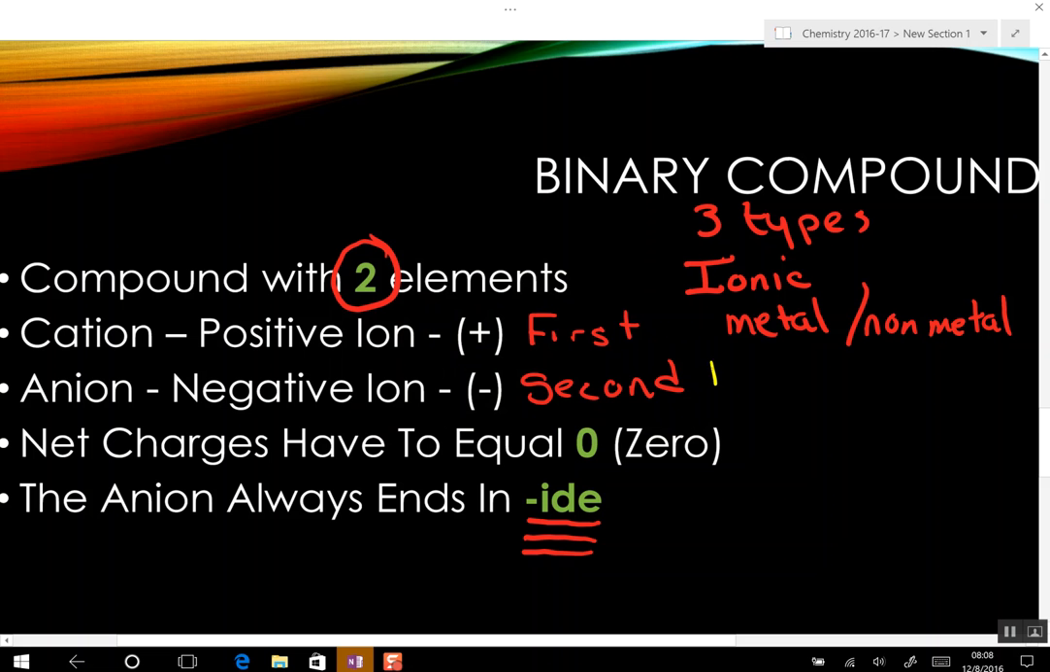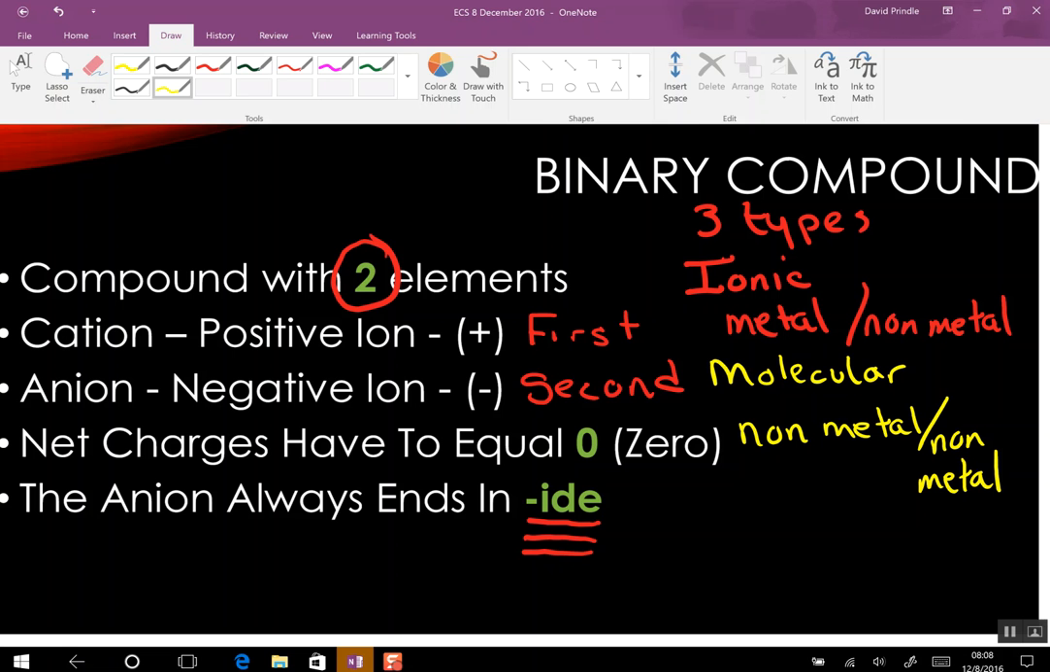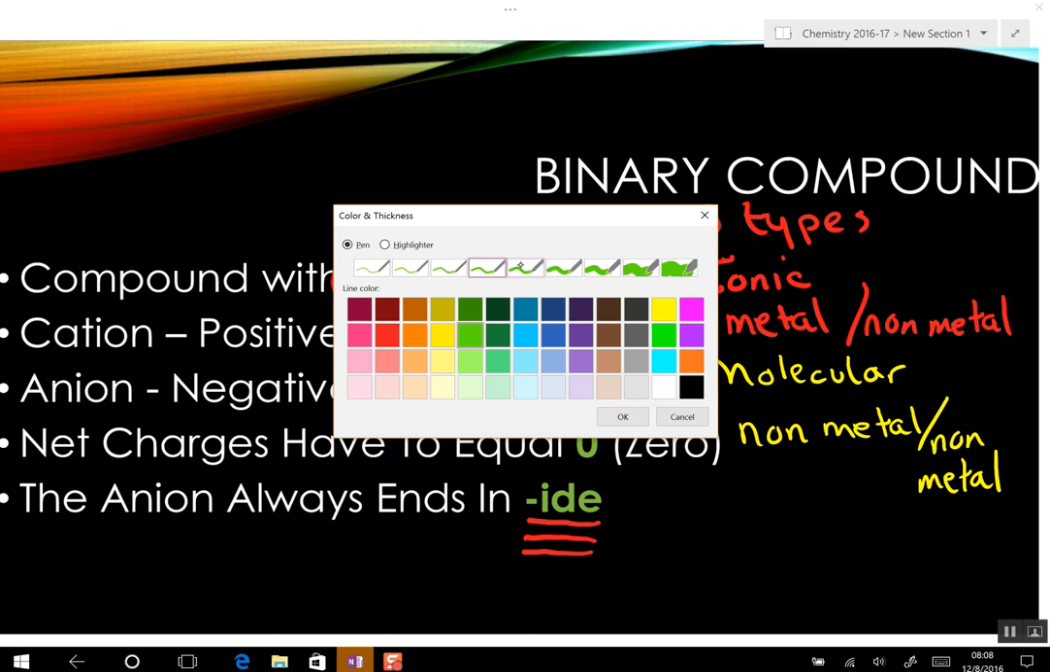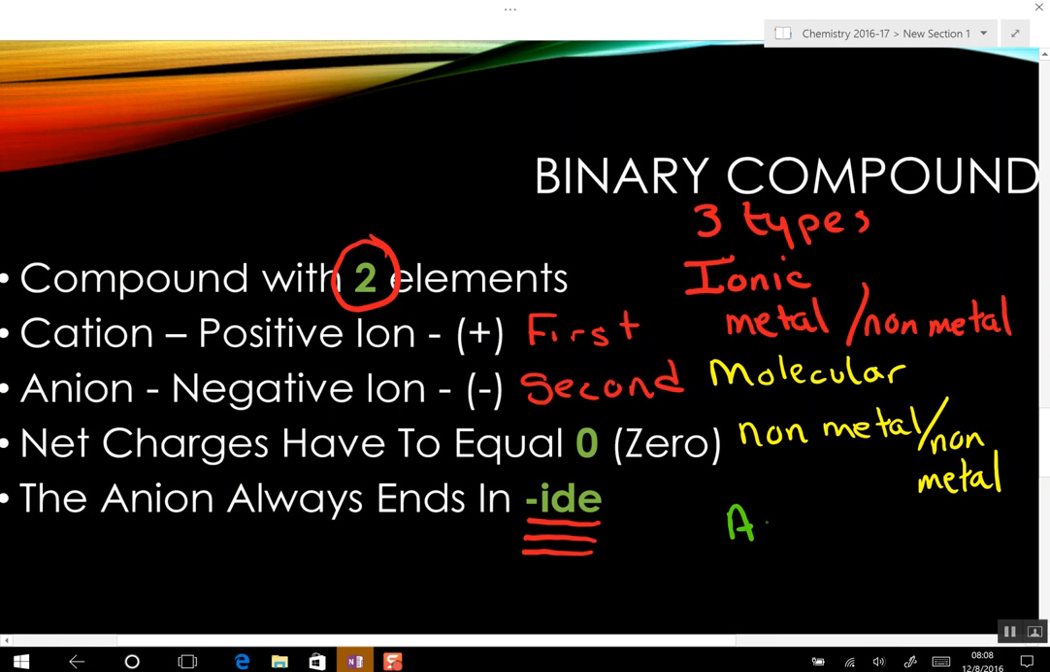The second type is called molecular. And they have two nonmetals that are combined. And what I'm going to do here is you will get a copy of these two, and then also I'll post the video later today. And then the last type are acids, binary acids. And they have hydrogen plus a nonmetal. So, 1, 2, 3.